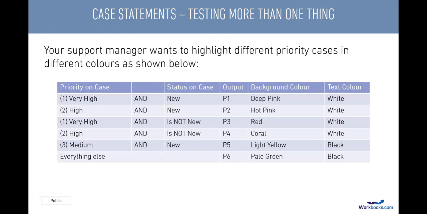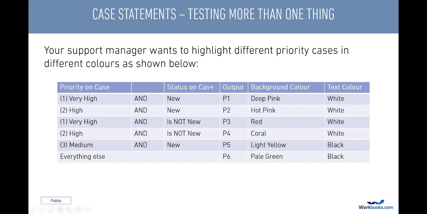If you've already watched the video on conditional formatting, you might remember that we used a case statement there to apply colours to the organisation account health field, and we can do the same sort of thing with the priority field we've just created. Let's say that your support manager has now asked you to add colours to the cases as shown in the two right-hand columns of the table.